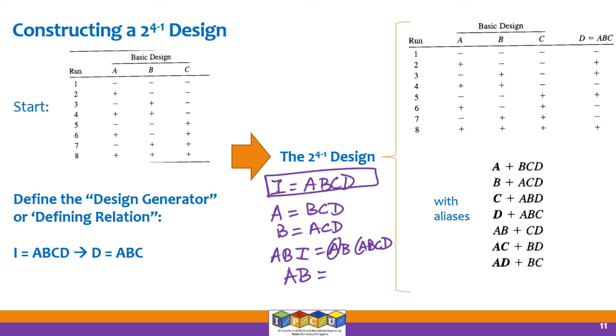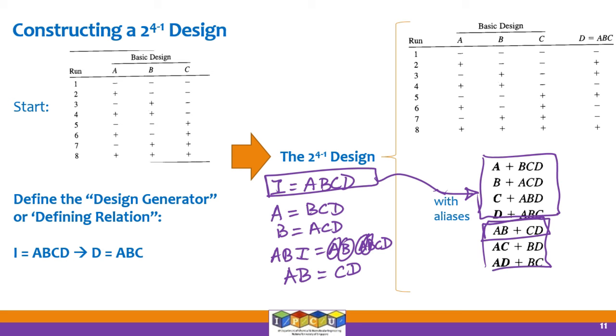So you have ABI, which will be AB because I is like 1. And then you will have A times A, which will be A squared. B times B will be B squared. And A squared and B squared are both equal to plus 1. Therefore, AB will be equal to CD. So that is what is indicated here. This defining relationship will lead to this alias structure where the direct effects are aliased with the 3-factor interaction effects, and there's aliasing amongst the 2-factor interaction effects. That means we cannot get the effect of AB and CD separately. We will be able to get the combined effect of AB and CD.